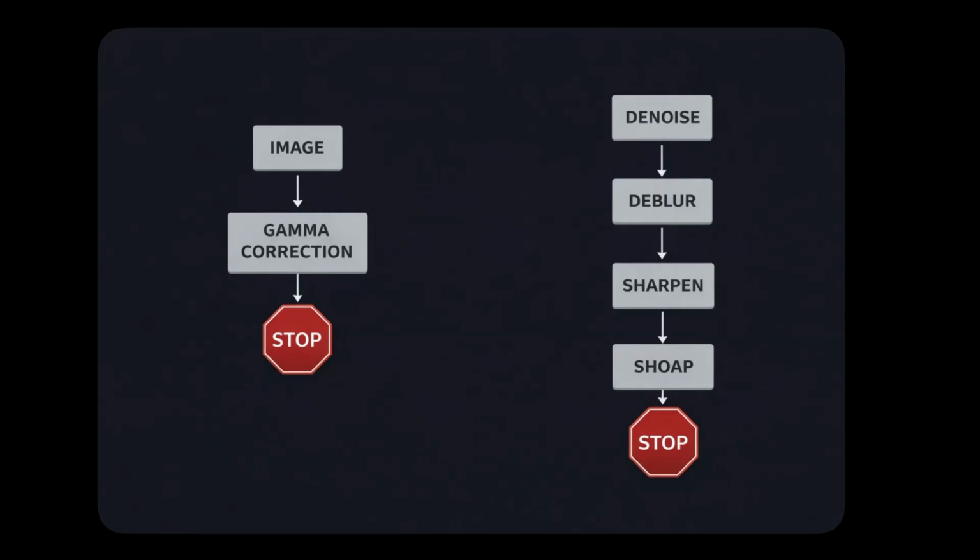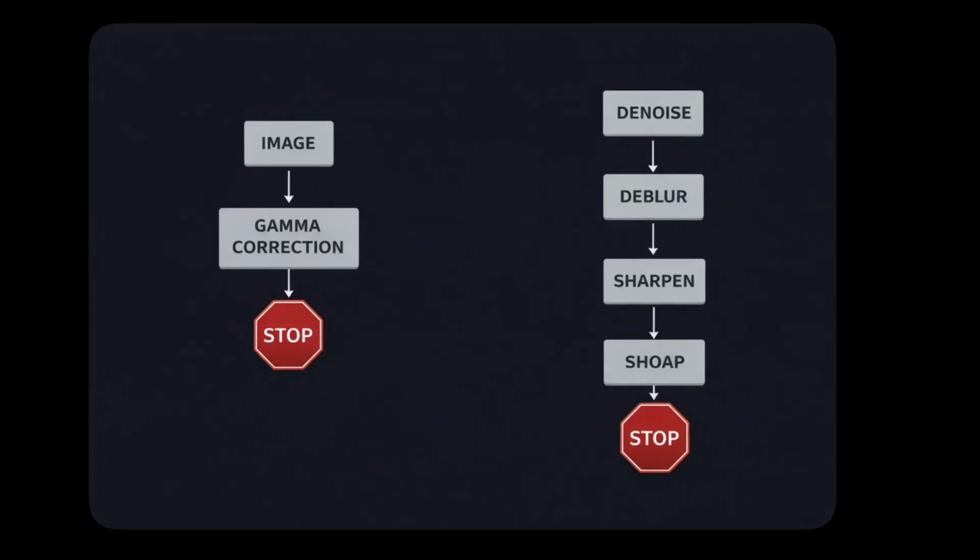Imagine a slightly dark image right here. You can apply gamma correction, and then you are done. But now imagine an image that's actually more degraded. You have blur, you have noise, you have glare. You need multiple steps, and you don't know ahead of time how many steps you need. And that's why we introduce the stop action. So the agent decides when it applies the stop. It decides, okay, I've applied this, and now I don't need to apply it anymore. I'm going to apply a stop.